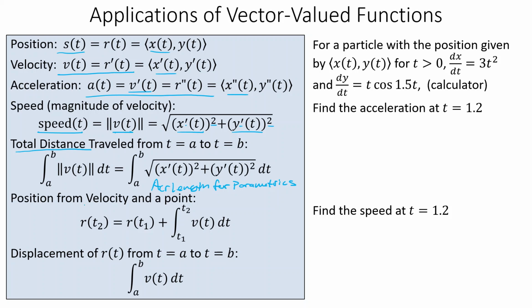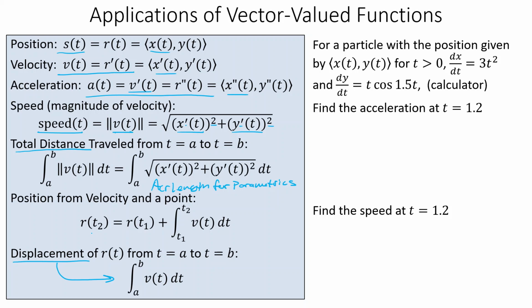If we want to know position from velocity at a point, what we do is ask what's the total change, the total displacement. Maybe we should say displacement first and then go back. If we want the displacement, we ask how the velocity has changed over the interval from a to b. We integrate the velocity from a to b. That's the total accumulation of the velocity, and that will tell us how we've moved over that interval.